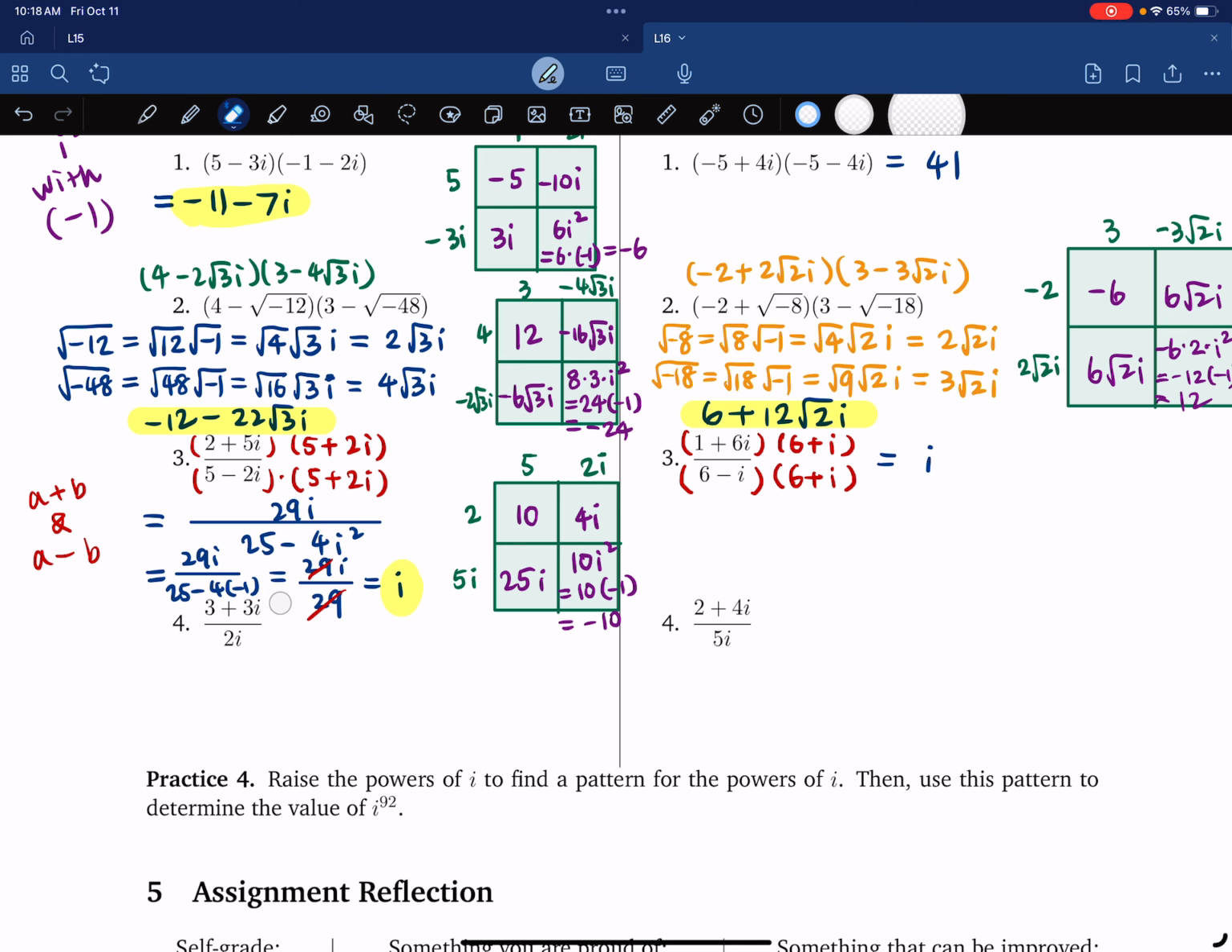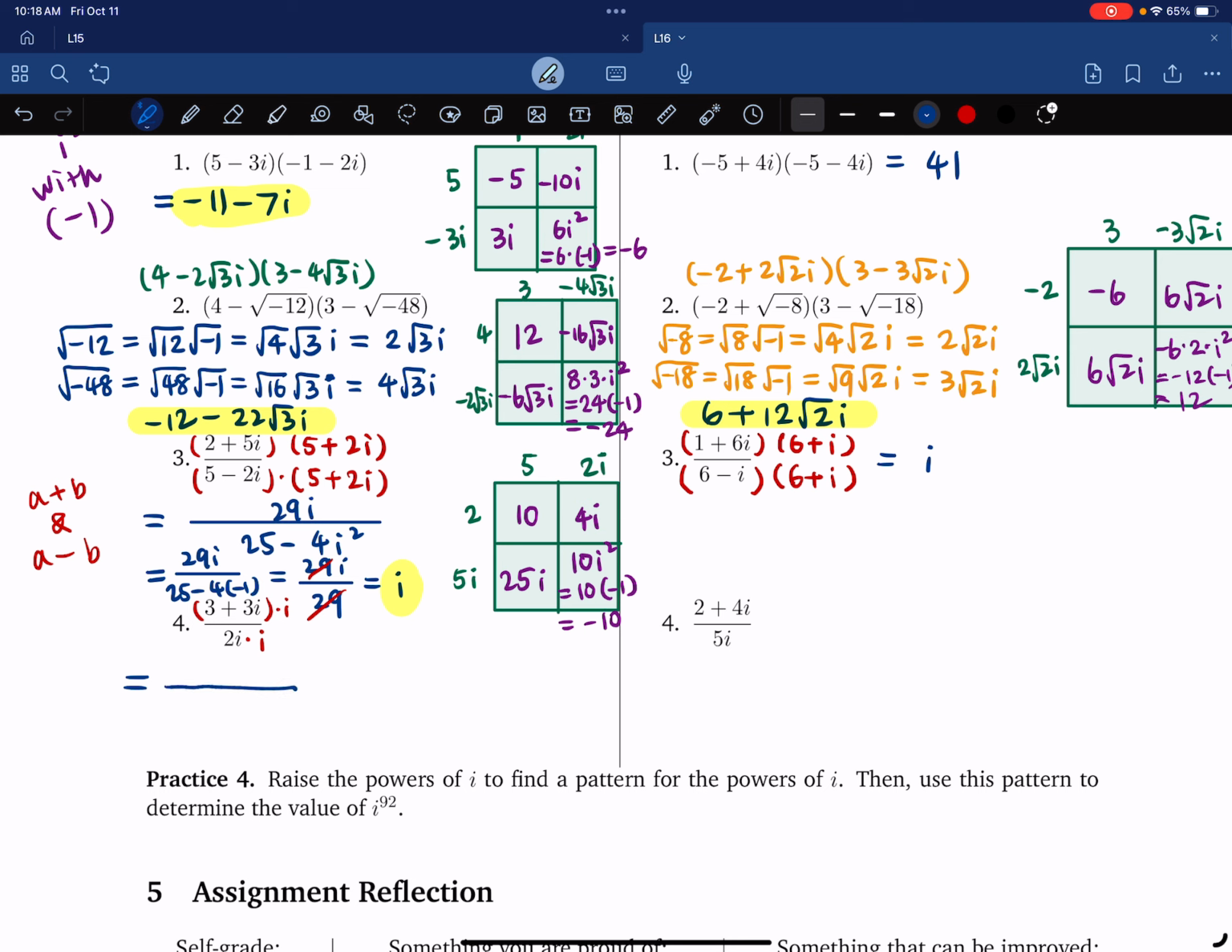Let me rewrite this. So multiply the bottom by i, multiply the top by i. Whatever you do to one side, you do it to the other side. And why do I do that? It's because when you multiply i by itself, you get a real number, which is -1. i squared equals -1. And that rationalizes the denominator, which is what we want.